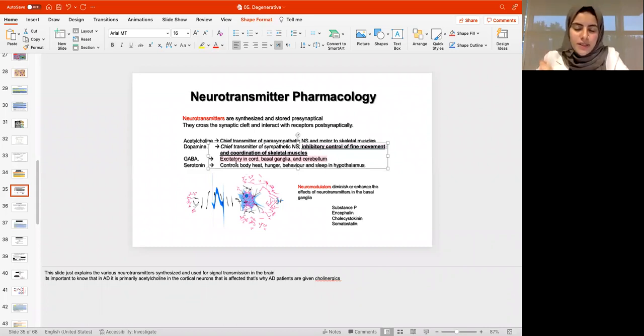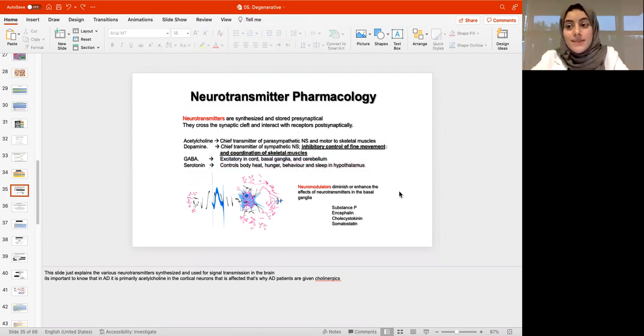And remember that it's in Huntington. They have a problem with GABA. And serotonin mainly controls body heat, hunger, behavior, and sleep. And this is more of a physiology slide. I don't know why he put it, but yeah, enjoy.